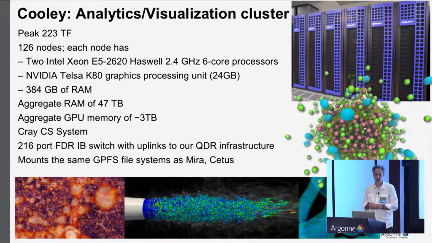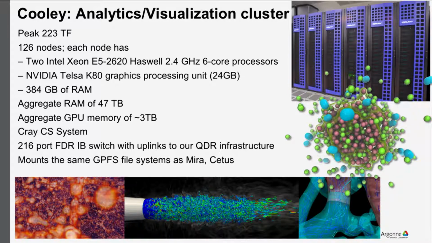So a little bit about resources. By now, you're probably familiar with Cooley. Again, we primarily use it for doing visualization and analysis. That's its intended purpose. It has 126 nodes. Each node, as you probably know by now, has a couple of 6 core processors and NVIDIA high-end graphics cards in it. And one of the major things is that it has lots of memory. So each node has 384 gigs of RAM.